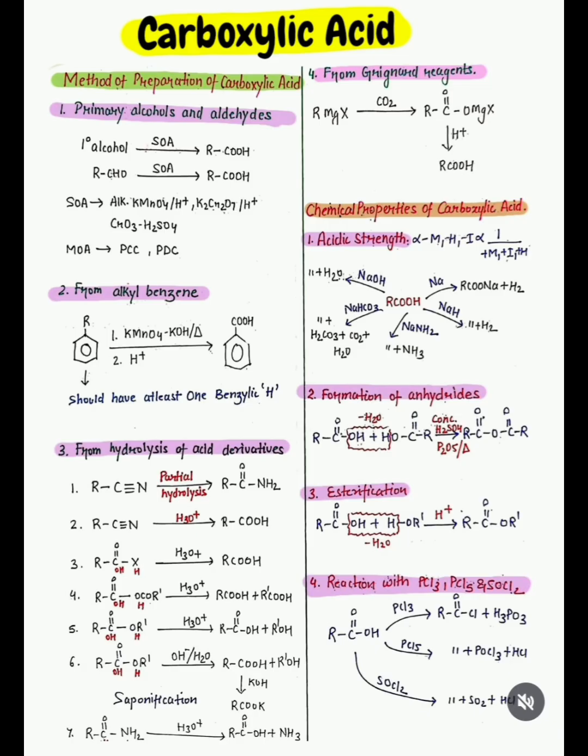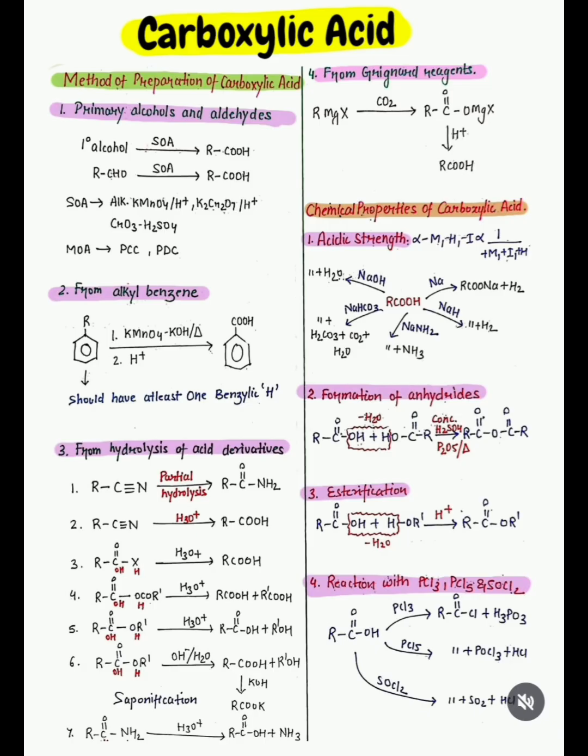The second chemical property is formation of anhydride. When two molecules of carboxylic acid undergo dehydration in the presence of a dehydrating agent like concentrated H2SO4 or phosphorus pentoxide under thermal condition, it gives anhydride as a major product. The third chemical property is esterification. When carboxylic acid reacts with any alcohol under acidic medium, it forms ester as a major product.